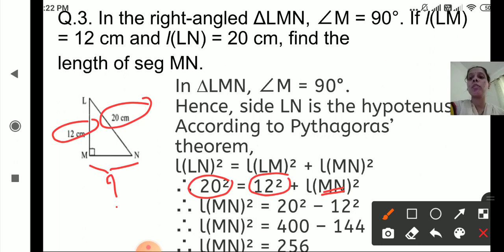So what is MN square, which we have to find out? MN square is equal to this 12 square, it will go on this side, so it becomes minus. So 20 square minus 12 square, right? Why have I written the minus sign here? Because this we have to find out, and this is given, hypotenuse is given and one side is given. So MN square is equal to 20 square minus 12 square. 20 square is 400 and 12 square is 144. So 400 minus 144 is 256. Now length of MN square is equal to 256. So what is length of MN? Length of MN is equal to square root of 256.